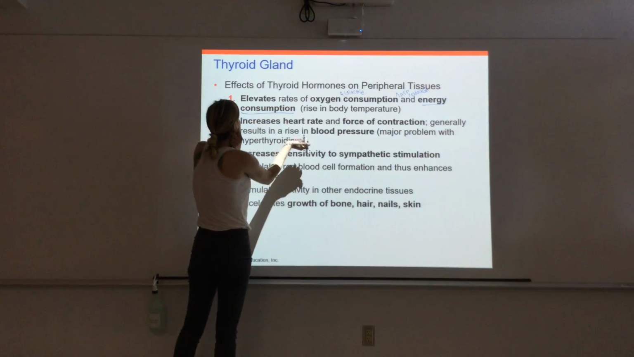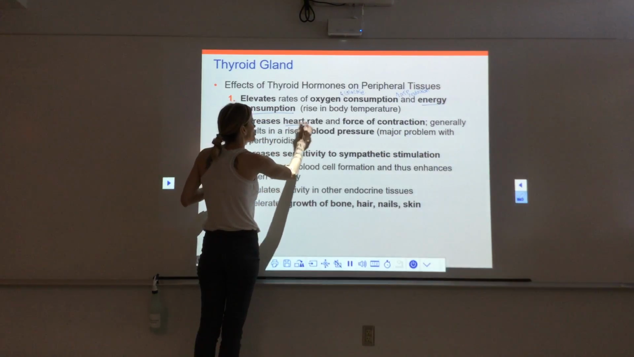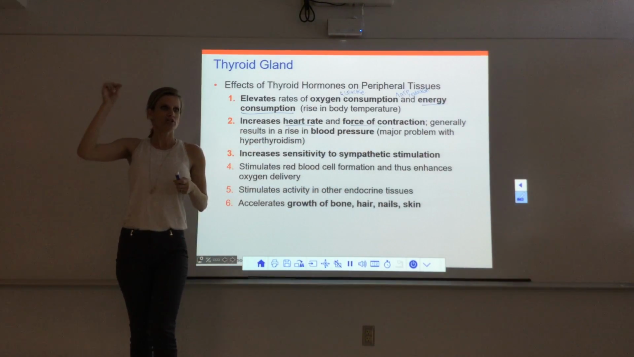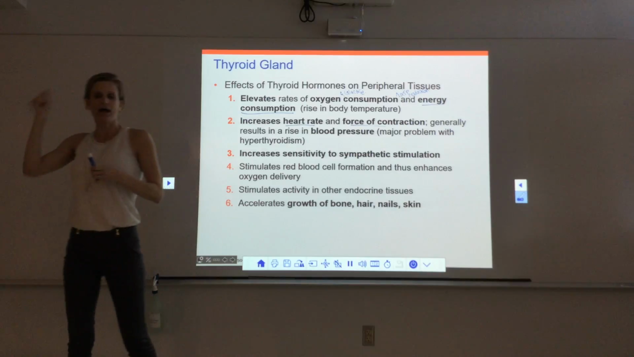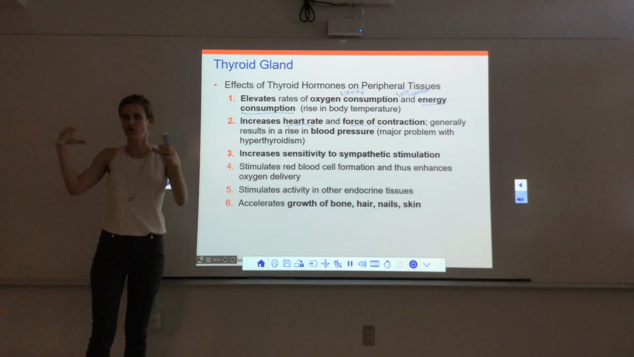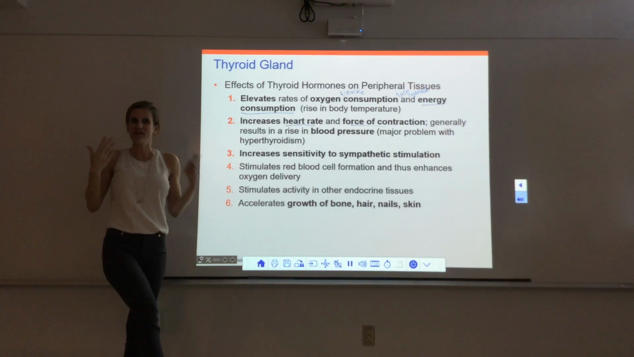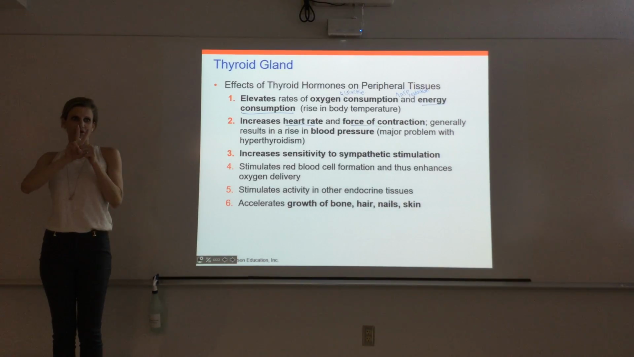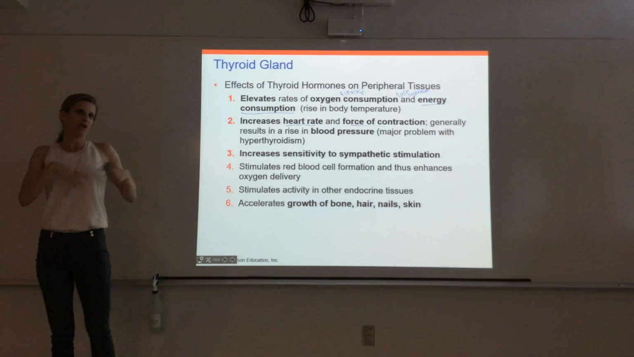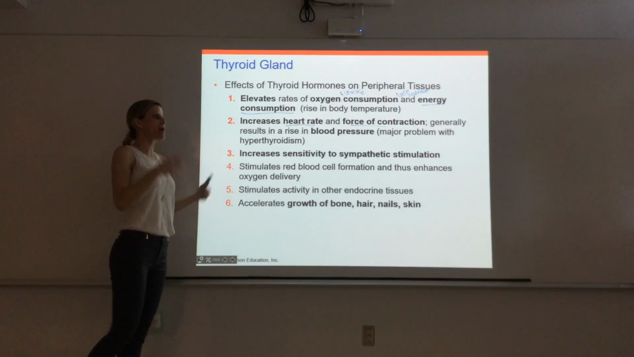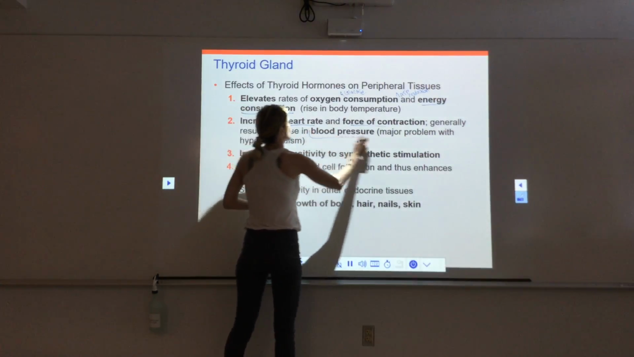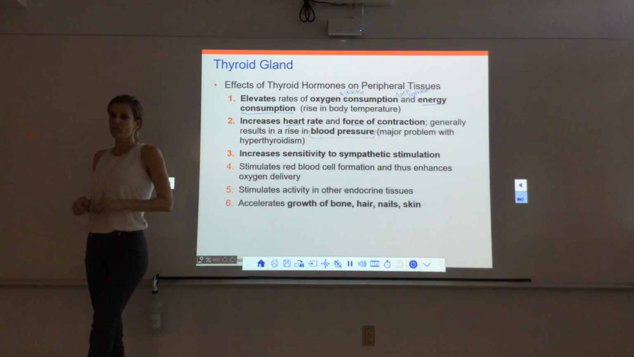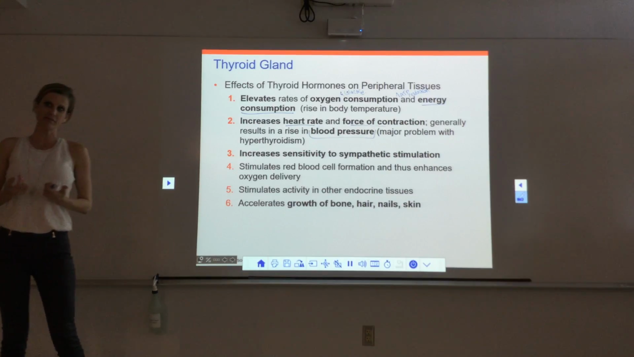The thyroid hormones go to the heart and they increase heart rate and force of contraction. So your heart starts pumping faster and it starts contracting harder. That increases your cardiac output greatly. Remember, both of those things affect cardiac output, right? Heart rate times stroke volume. So you have a lot more blood pumping out through the body, and that results in a great increase in blood pressure.